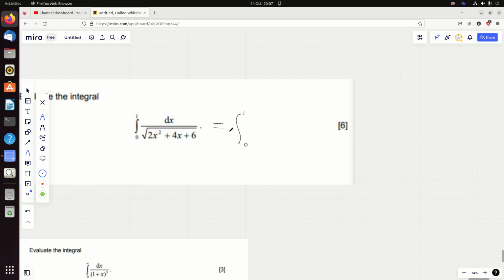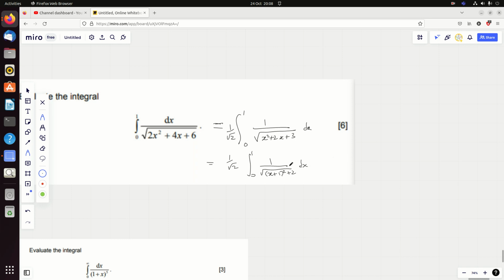Okay, like I've said to you before, whenever there's a quadratic, inside or not inside a square root, you want to complete the square. That's the trick. So take out the 1 over root 2 and leave in there root of x squared plus 2x plus 3. Next step, complete the square. So you can have 1 over root of x plus 1 squared plus 2, I think, dx.